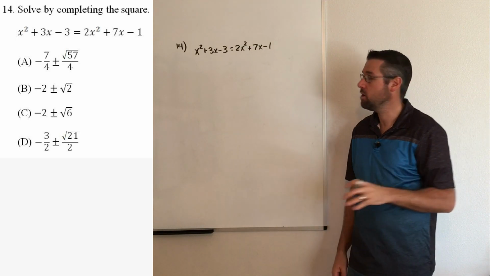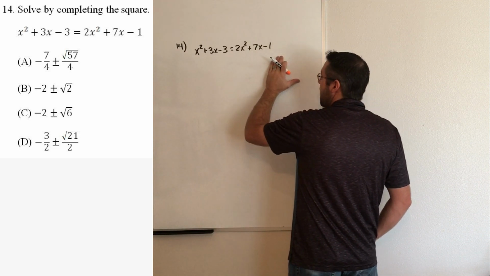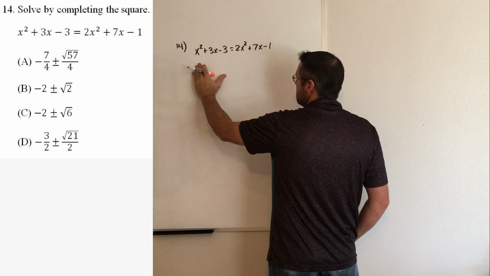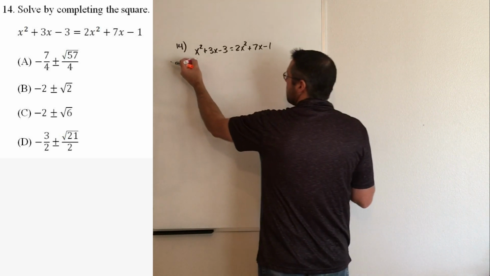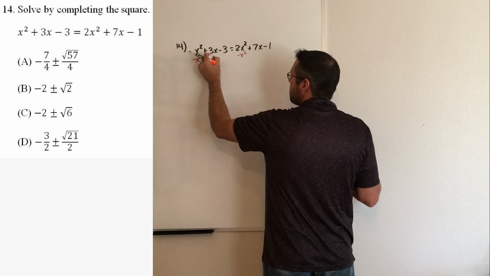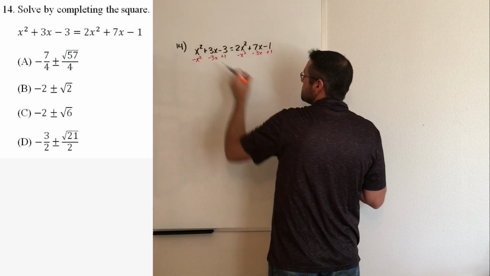So I want to move all the x squared values over to one side. I want to move all the x values over to one side, and I want to move all the constants over to the other. So I'm going to go ahead, all in one swipe here, and subtract x squared from both sides. I'm going to subtract 3x from both sides, and then I'm going to add 1 to both sides.